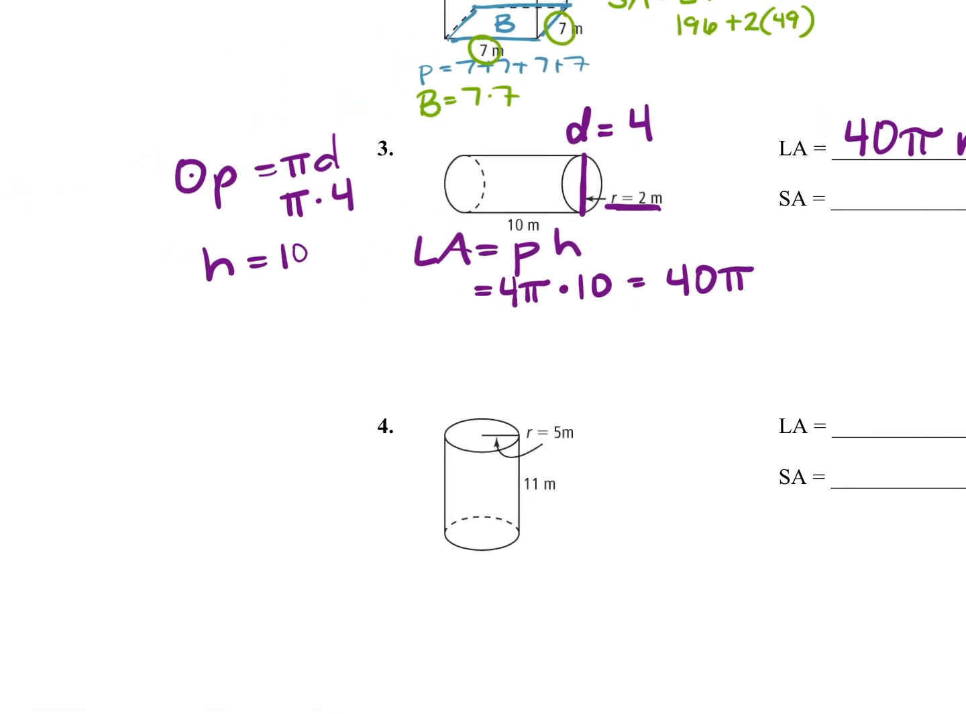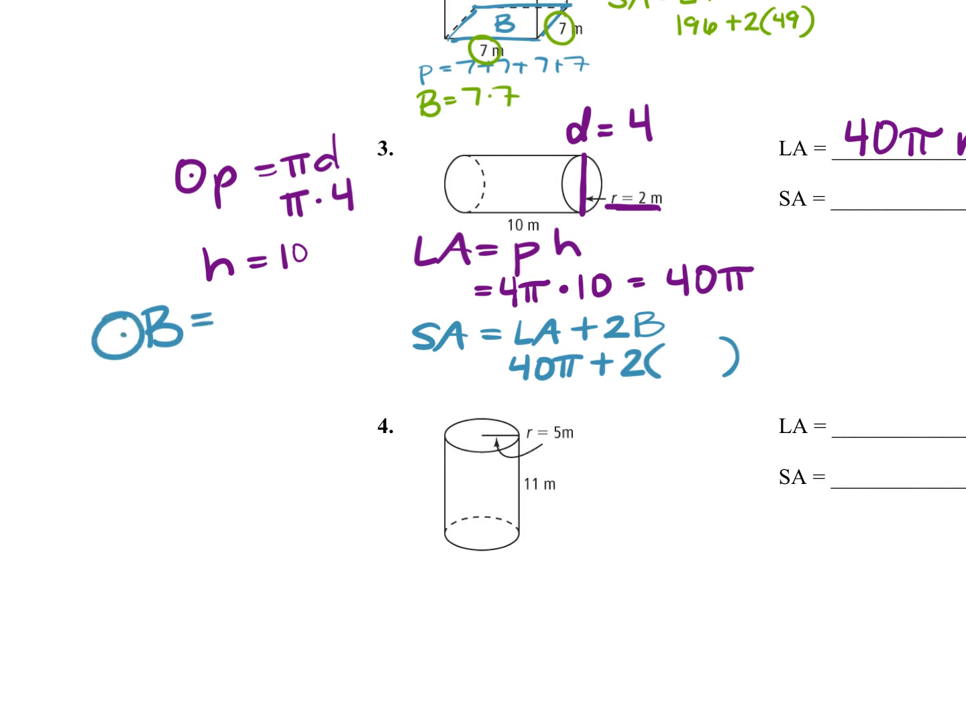Okay. Your surface area is your lateral area plus 2 times the base. That's right. So this is going to be your 40 pi is your LA plus 2B. And then we have to figure out what B is. What formula did I give you when your circle B is what you're looking for?